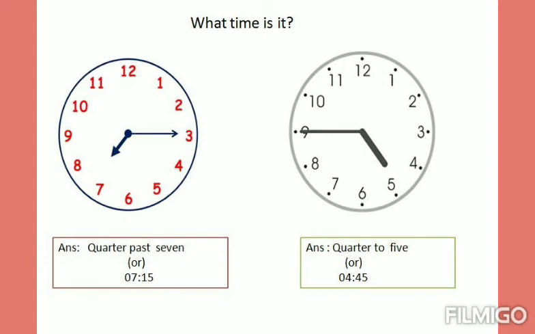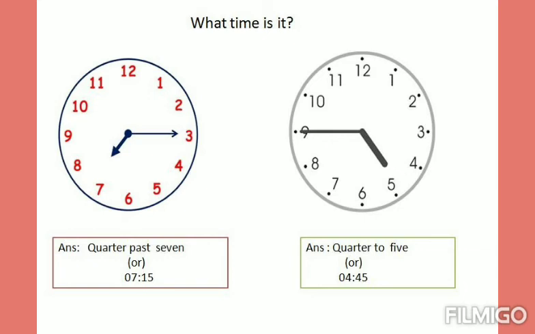And in the next clock, you just look at the clock. In that clock, we have the minute hand at 9 and the short hand, that is the hour hand, at 5. From this, if you calculate, to the exact 5 o'clock, we have 15 minutes more. 15 minutes means quarter. Time can be read as quarter to 5. Since it is going to be 5 after 15 minutes, we are reading it as 4:45.